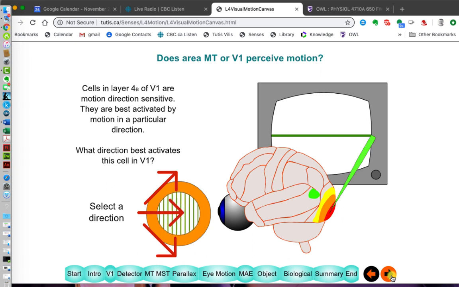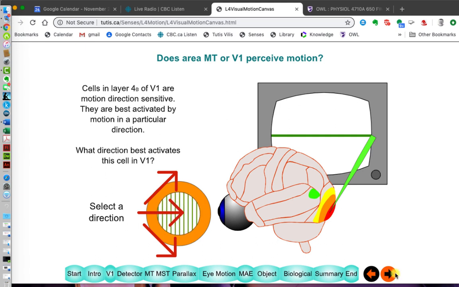Now, is MT or V1 the place where you sense motion? You have to wonder, where do you sense color? Where do you sense different sensations? Well, how do you figure out whether V1, which we know lights up for motion, actually senses it? We have complex cells that do so. So we know that structure gets activated for motion, but does it actually sense motion?